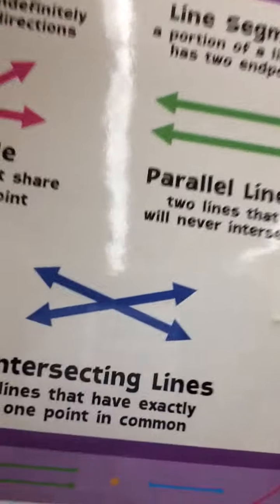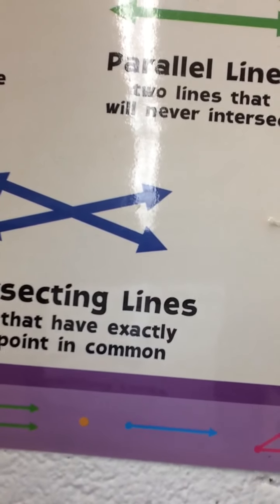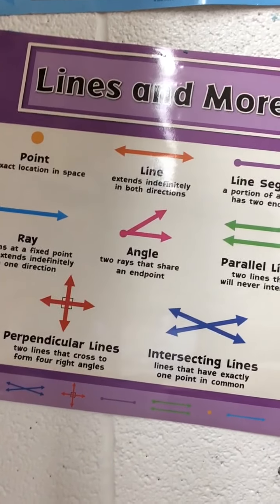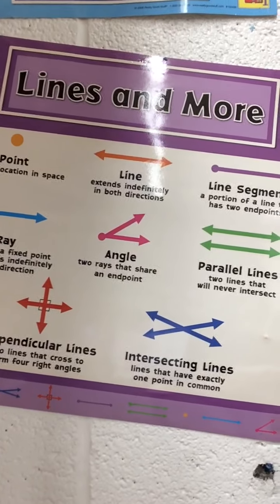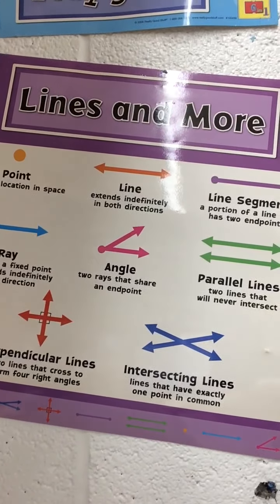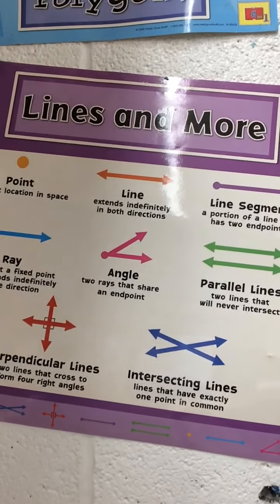Intersecting lines are just like they sound. They are lines that intersect. They have 1 point in common. Now, it's important to note that perpendicular lines are also considered intersecting lines because they intersect at a point. However, not all intersecting lines are perpendicular.